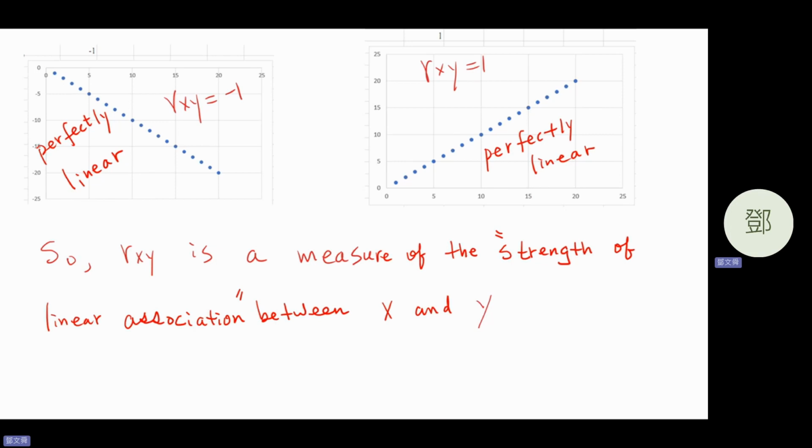Keep this in mind. This is going to appear in the true and false question in the final exam. r_xy is a measure of the strength of the linear association between x and y. True or false? The measure of the strength of linear association between x and y. Okay, let's keep going.